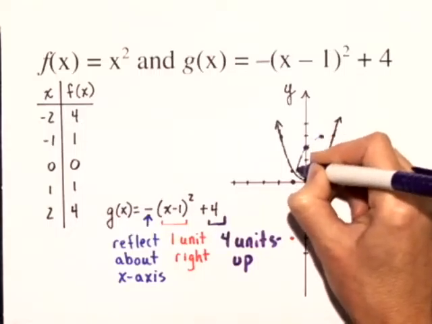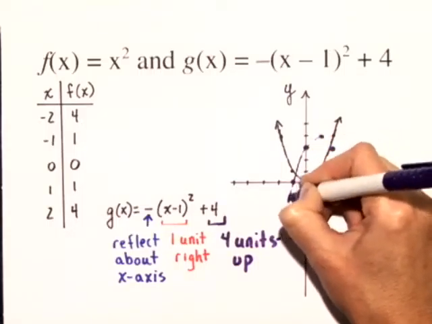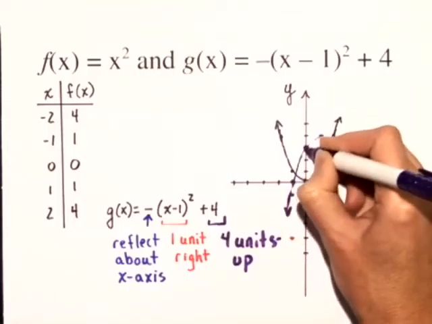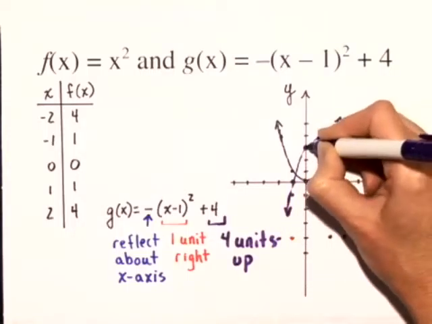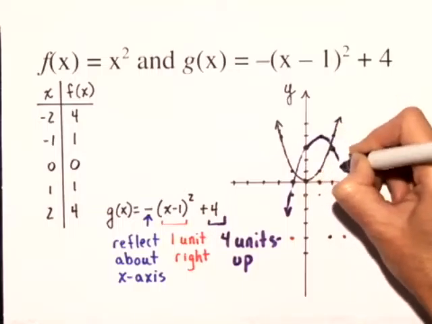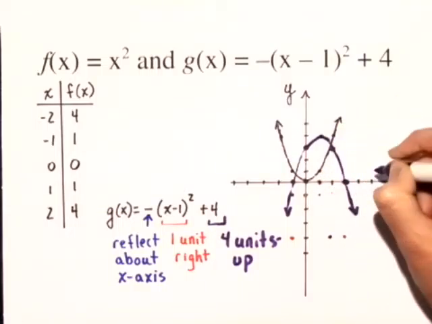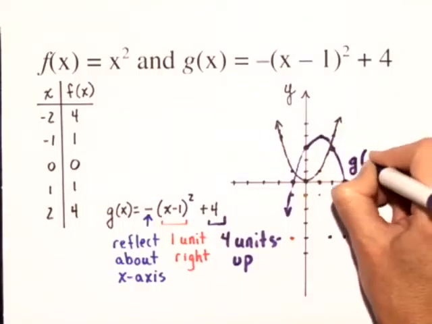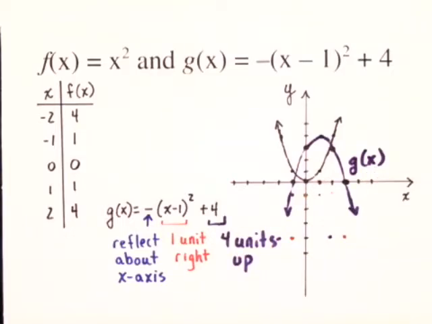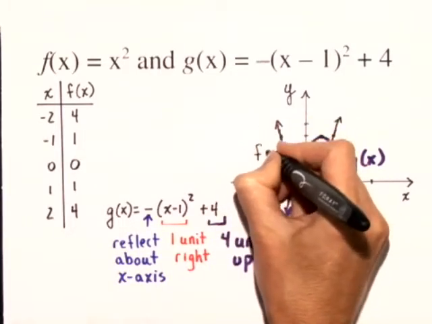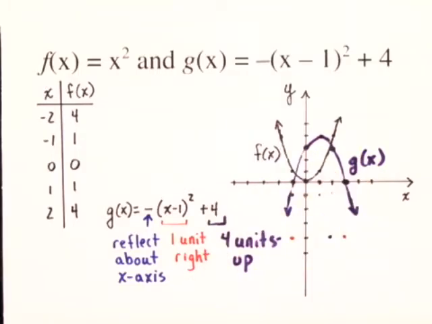We can sketch our parabola represented by g of x. So in purple, I have g of x and in black I have the original f of x. Now let's talk about the domain and the range of each of these functions.